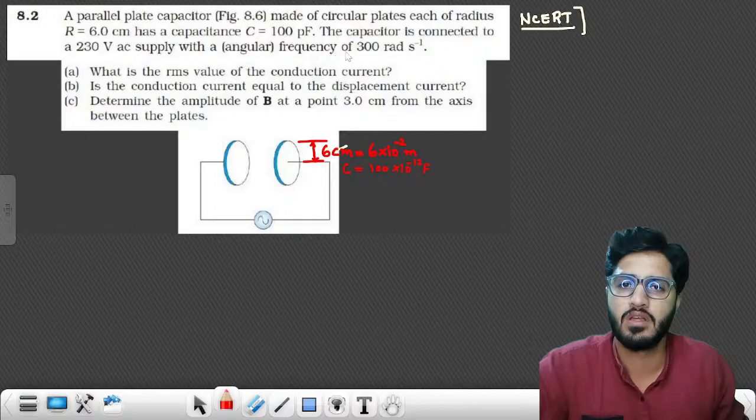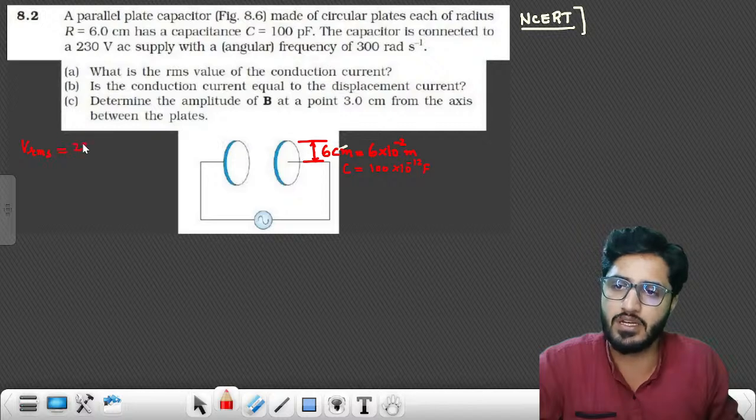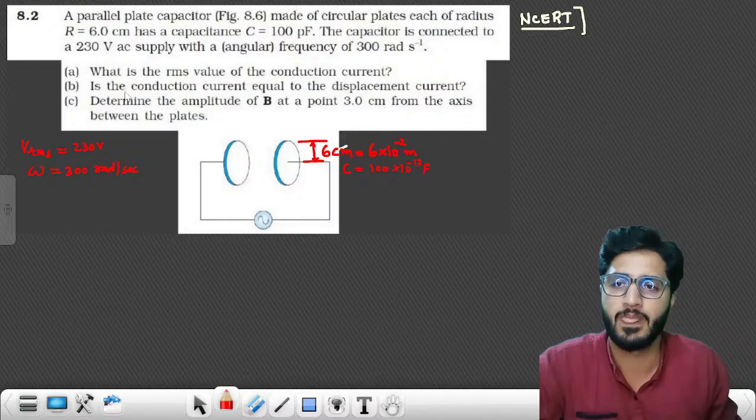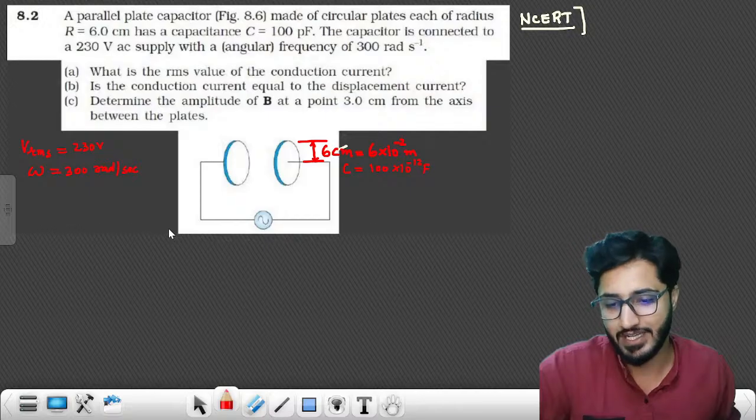Then the capacitor is connected to a 230 volt AC supply. That means my VRMS is given as 230 volt, with angular frequency 300 radian per second. That is omega, it is 300 radian per second. What is the RMS value of conduction current? So we need to find out the conduction current.